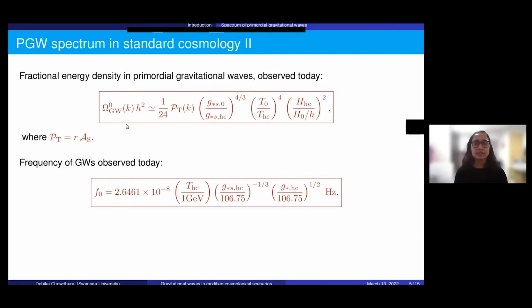The other important quantity is the frequency of gravitational waves that are observed today. And that is f_0. And as you can see from this equation, it is directly proportional to the temperature. So the events happening at higher temperatures, which is what is of our interest here, will leave their imprints at correspondingly high frequencies. And that is again what we will see in the subsequent discussion.